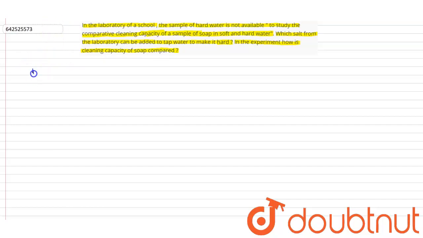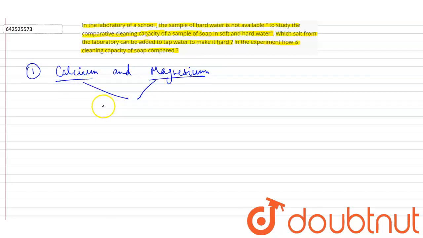So, the chemicals which are responsible for hardness of water are calcium and magnesium. These two salts are responsible for temporary hardness, and sulfates are responsible for permanent hardness.